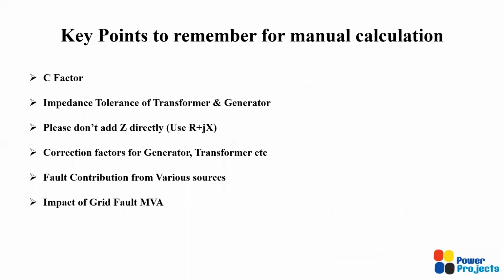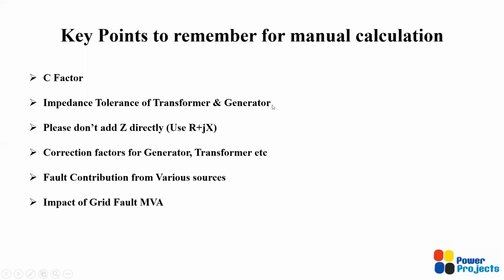And key points to remember for a manual calculation: if you're an engineer and you do not have simulation software, but you still want to find out the fault current, these are the key points which you need to keep in mind. Don't directly use transformer full load current divided by impedance to find out the fault current. You need to use the C factor, and you need to use the impedance tolerance of the transformer and generator.